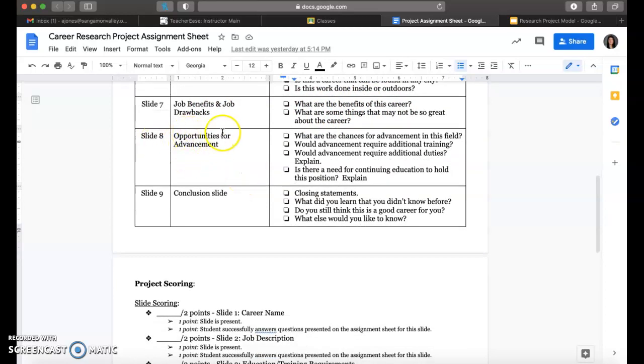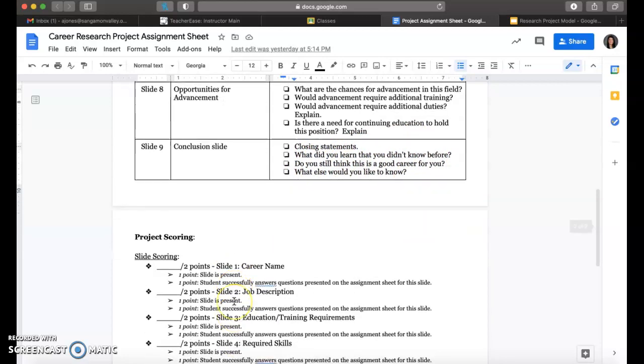Slide 8 is opportunities for advancement. What are the chances for advancement in this field? Do you have to take additional training to advance? And do you need to continue your education? And then slide 9 is your conclusion slide. This includes closing statements. What did you learn that you didn't know before? Do you still think that this is a good career for you? And what else would you like to know?